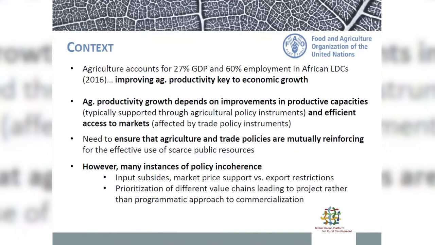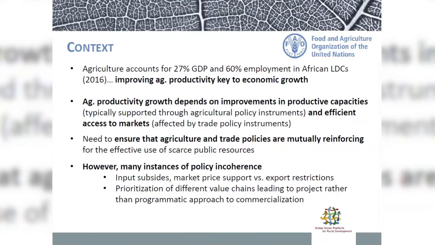let's see a little bit the context and why here in FAO we decided to work in Eastern and Southern Africa, in particular on trade and food security. As we know, and probably people in the platform know better than us, agriculture is a very important sector in LDCs in Africa. It accounts for 27% of income and 60% of employment. So for us in FAO, improving agricultural productivity in the countries is a key element to economic growth of the African LDCs.